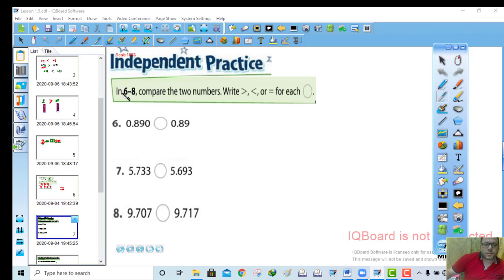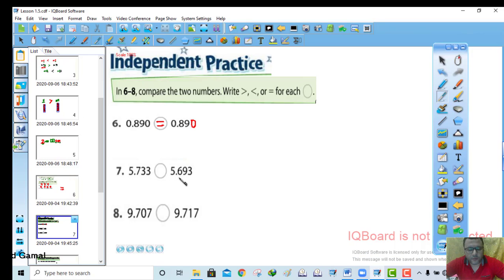In questions 6 to 8, compare the two numbers, write more than, less than, or equal. Okay, let's start comparing. Here there are 1, 2, 3 digits, and here there are only 2, so I will put 1. Now it's the same, 890 thousandths, and here the same, so they are equal.